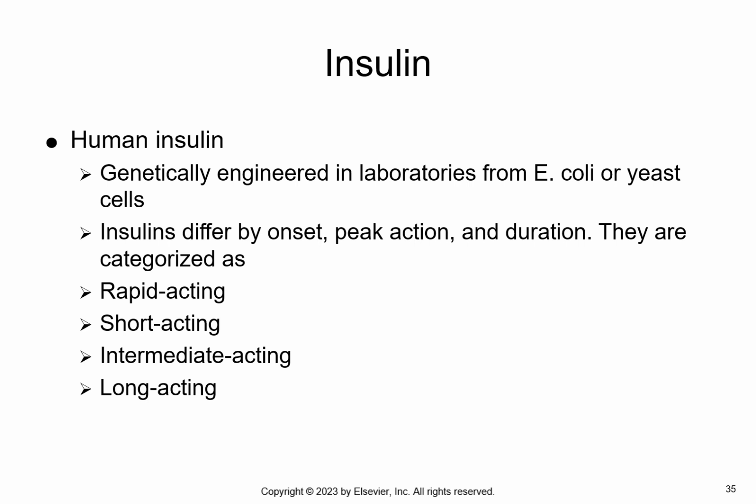Types of insulin differ by their onset, peak action, and duration. They are categorized as rapid acting, short acting, intermediate acting, and long acting insulins. You can review table 53.4, which is on page 1291 of your book, to go through these.